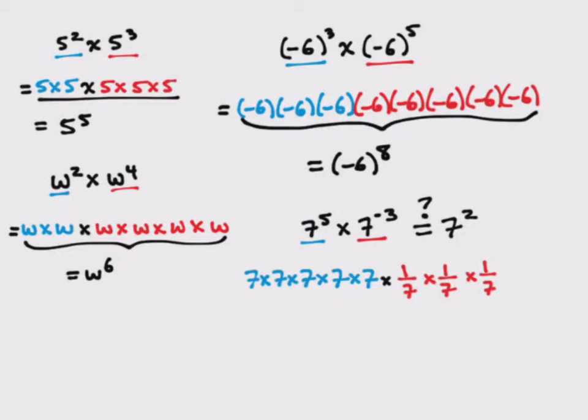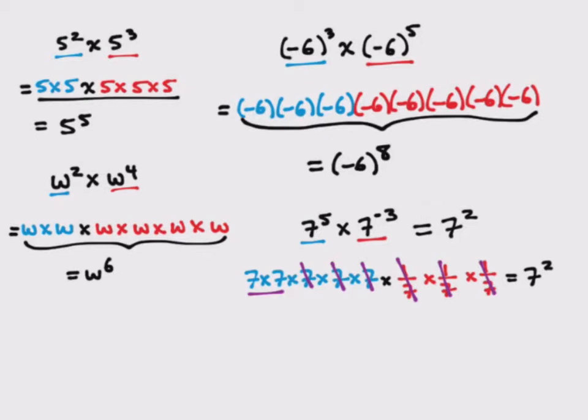So I think that this 7 and this 1/7 will multiply to 1. This 7 and this 1/7 will multiply to 1. And this 7 and this 1/7 will multiply to 1. And what do we end up with? 2 remaining 7's for a grand total of 7 squared. All right, the property held that time. Let's get rid of this question mark.